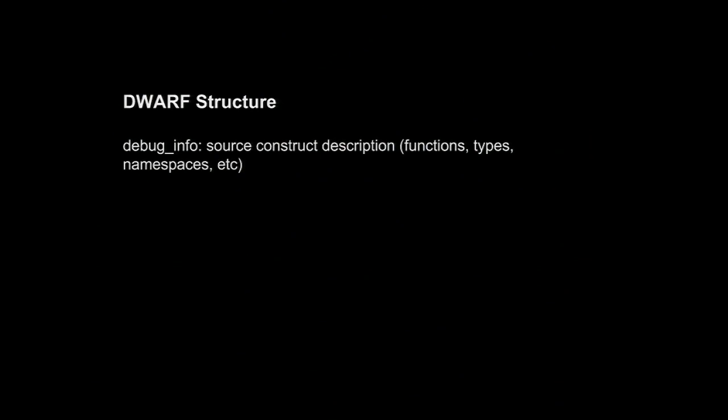DWARF has lots and lots of data for lots and lots of different things. Two of the biggest main sections that we'll care about here are debug info, which is essentially just a tree structure that looks almost like XML. You've got tags and attributes, and you can describe all sorts of things using those tags and attributes. And debug line, which is the line table, which describes which instructions in the program correspond to which line of your source code.